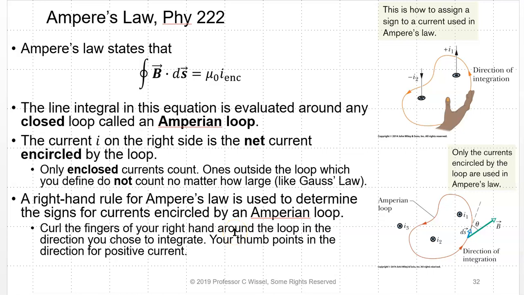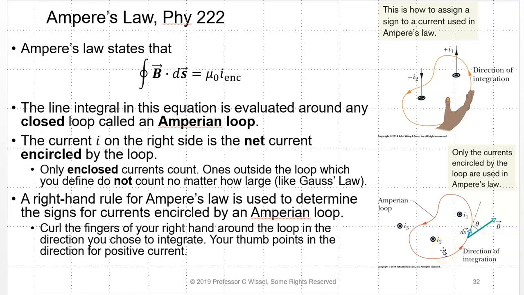A right-hand rule for Ampere's law is used to determine the signs for the currents encircled by an Amperian loop. Now, not only can you decide which currents you're going to include, but you can also decide which direction you want to go around the loop when you integrate. In this case, we have 3 currents here, we're going to enclose these 2 and ignore that one. So we put our Amperian loop around these 2 currents, and we decided to go counterclockwise. You curl the fingers of your right hand around the loop counterclockwise, just because the direction we chose was counterclockwise. Your thumb will point in the direction for positive current. So I1 is positive and I2 is negative.